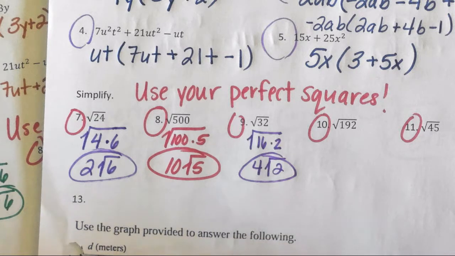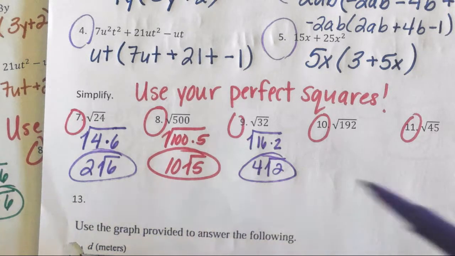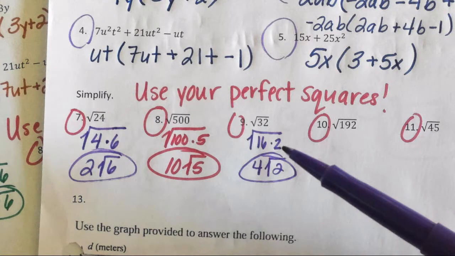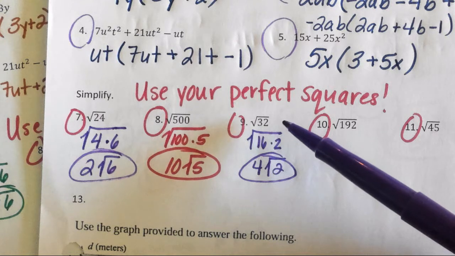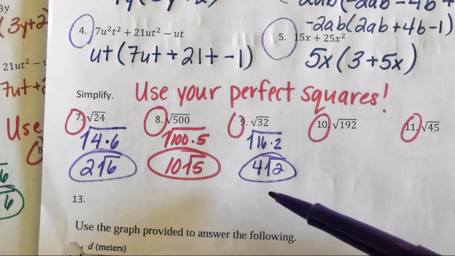Jim said he did these yesterday, but I'm going to tell you a little secret. I don't know if Jim knew it or not. Your calculator can do these. Most calculators, some of them can, not all. But you seriously type in square root of 32 and your calculator reduces it for you.